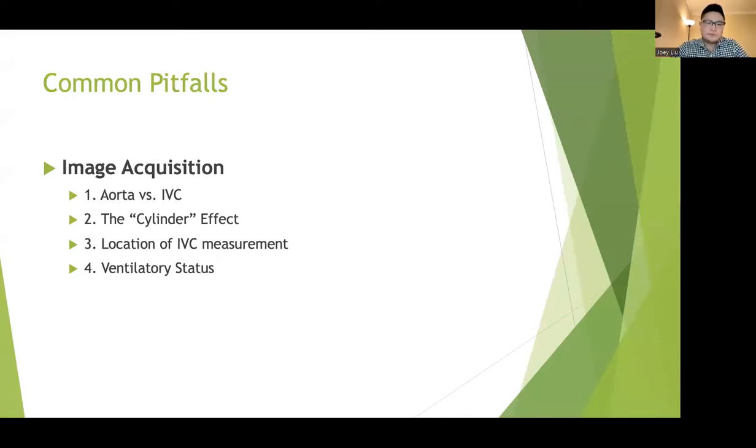The pitfalls are subdivided into 2 categories: either the image capture isn't great or your interpretation is out of context. With image acquisition, there are 4 major ones. Firstly, you mistake the aorta for the IVC. Secondly, the cylinder effect. Thirdly, the location of where you measure the IVC also matters, and also whether the patient is spontaneously breathing or ventilated, your interpretation is going to be different as well. And the good thing is, I think I made all these mistakes during my POCUS rotations, so all the images and clips shared will be real cases, real people, in the spirit of Judge Judy.